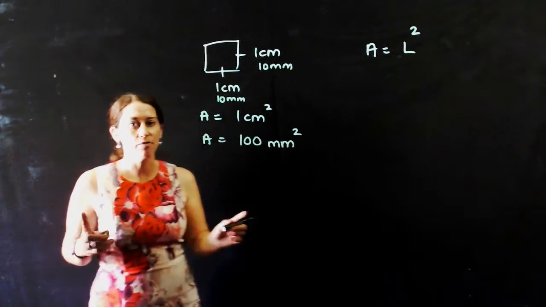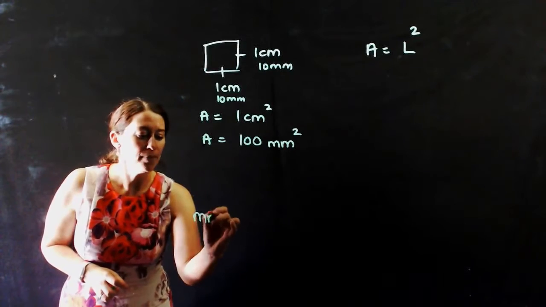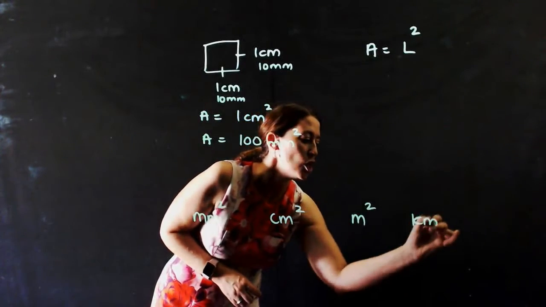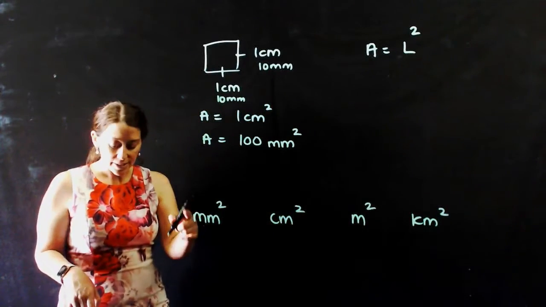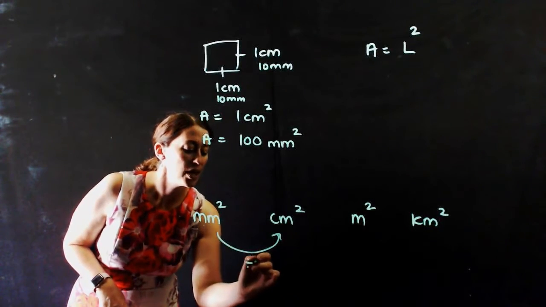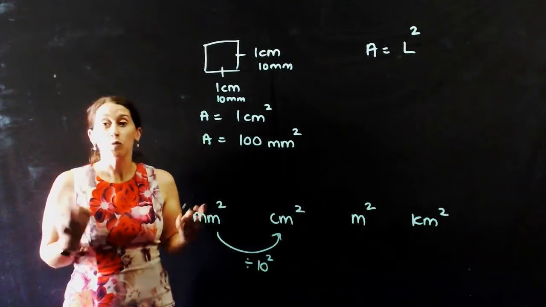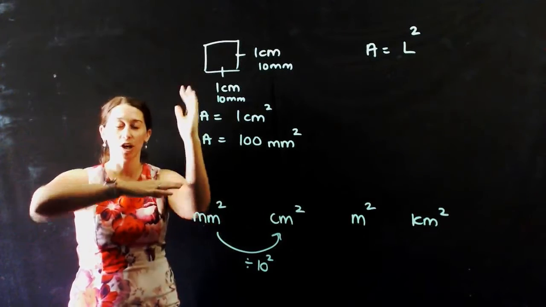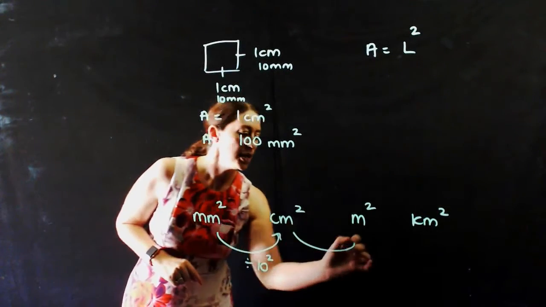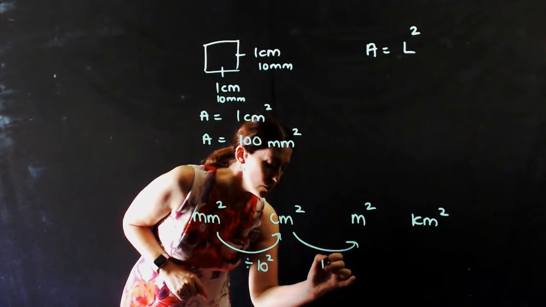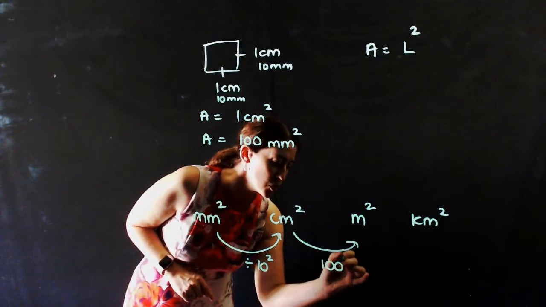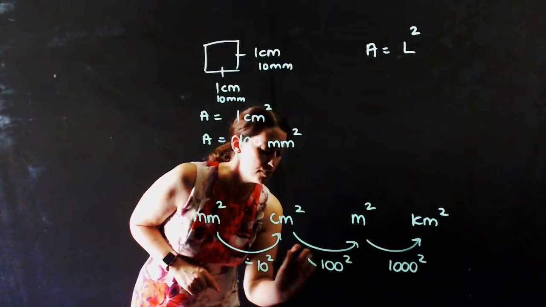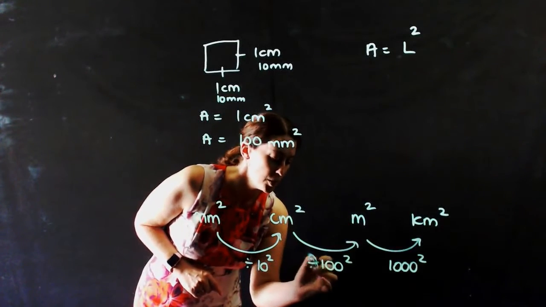So let's have a look at how we convert between the metric units. If we've got millimetres squared, centimetres squared, metres squared, and finally kilometres squared, if I'm going from millimetres to centimetres, I need to divide by 10 squared. In length, we'd normally divide by 10, but because we've moved up to a second dimension, it's 10 squared. Similarly, that's divided by 100 squared, and this one is divided by 1000 squared. Making loads of mistakes today, apologies.